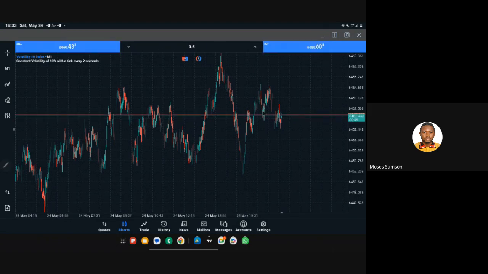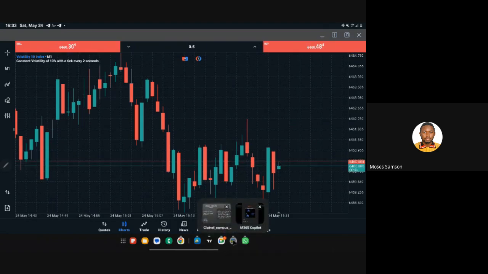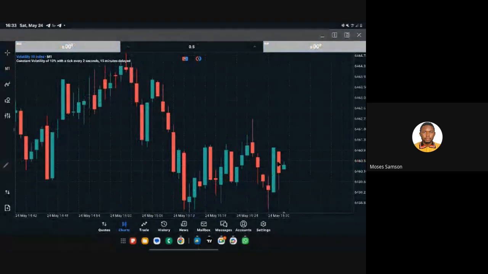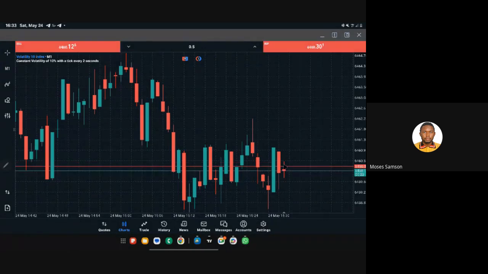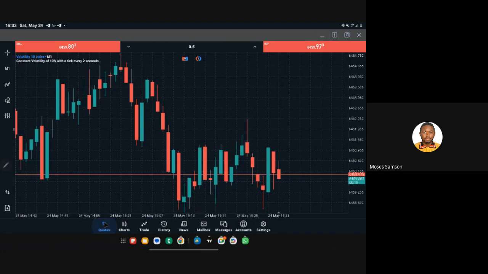And these two lines right here, let's take a look at them. This red line and this green line indicate your spread. And what is your spread? Your spread is the difference between the buying ask and the selling bid price of a financial instrument. It represents the broker's fee and can vary depending on market conditions. The price in between these two lines represents your spread. It's very, very important to take note of your spread, because different pairs have different spread sizes.